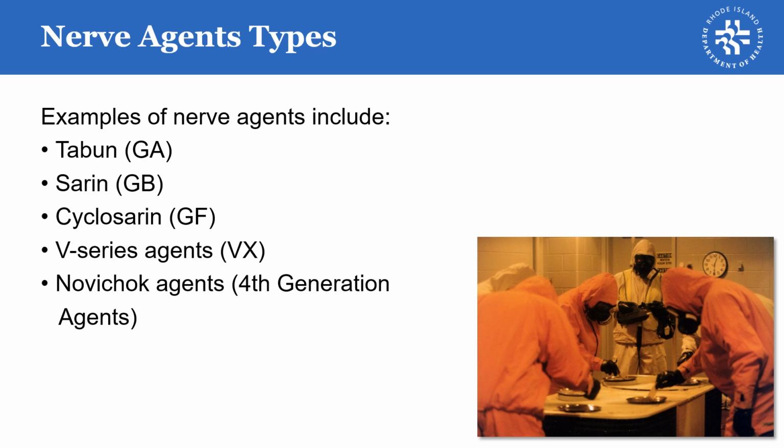Nerve agents were developed specifically as chemical weapons. Some nerve agents include tabun, sarin, cyclosarin, V-series agents, and Novichok agents. You may also see nerve agents referred to by their abbreviations, which you can see here in parentheses. Nerve agents that share physical and chemical properties are grouped into series and noted by a letter. For example, tabun, sarin, and cyclosarin are G-series nerve agents.